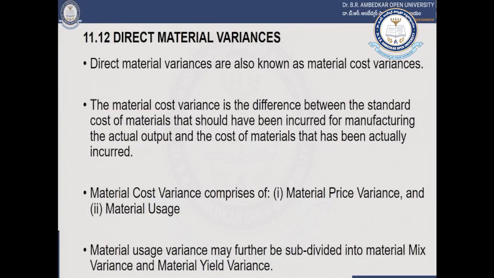First we try to understand direct material variances. What are direct material variances? Direct material variances can also be called direct material cost variances. It is the variation of cost with respect to the materials used in the production or manufacturing process. So how the actual costs are varying with respect to the standard material cost.